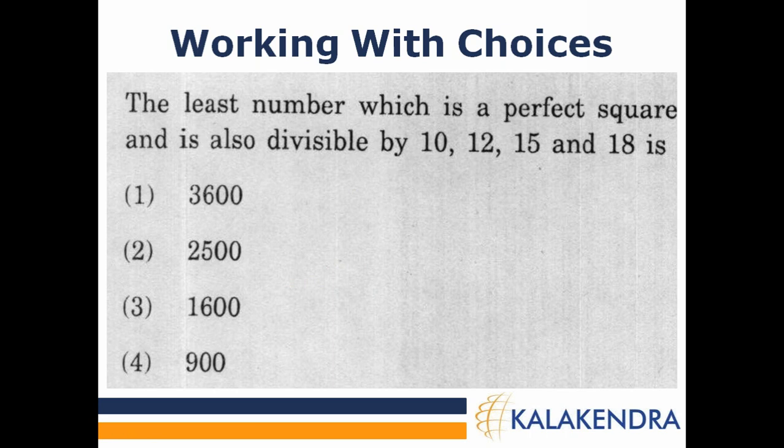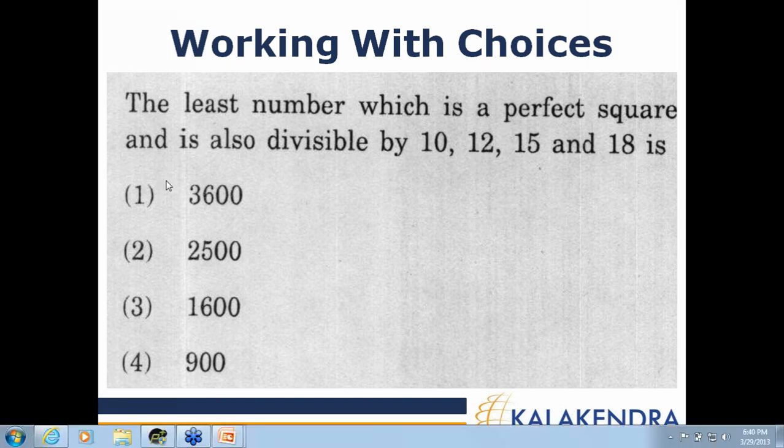Great. So the least number which is a perfect square and is also divisible by 10, 12, 15, and 18. And you have the four choices: 3600, 2500, 1600, and 900. Now if you look at this, one of the critical words, if I were to say so, for this particular question is the word least.